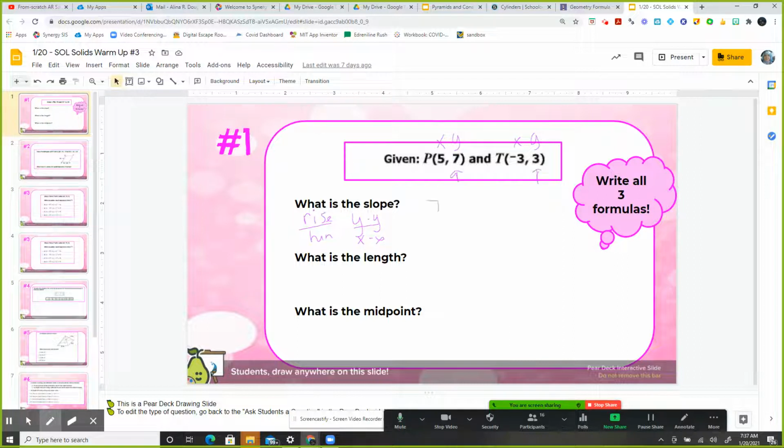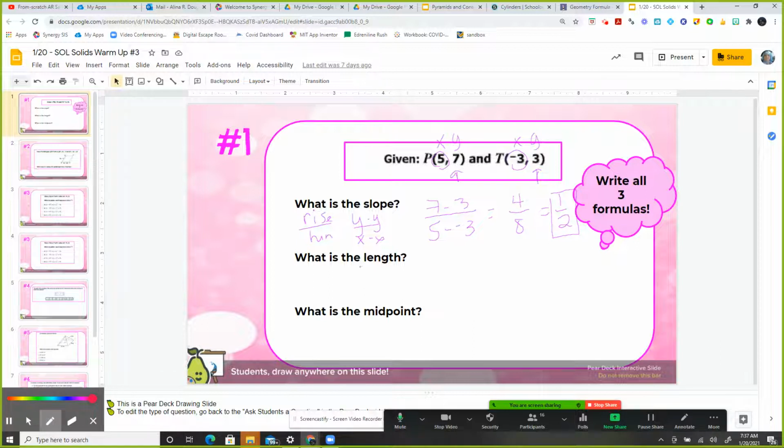7 minus 3 divided by 5 minus negative 3. 7 minus 3 is going to be 4, and 5 minus negative 3 is going to be 8, and we always want to reduce our slopes, so the slope is 1/2. I think everybody who did that got it perfectly correct.